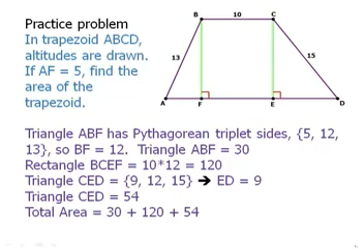So the whole area is going to be triangle plus rectangle plus triangle, 30 plus 120 plus 54, and that equals 204.